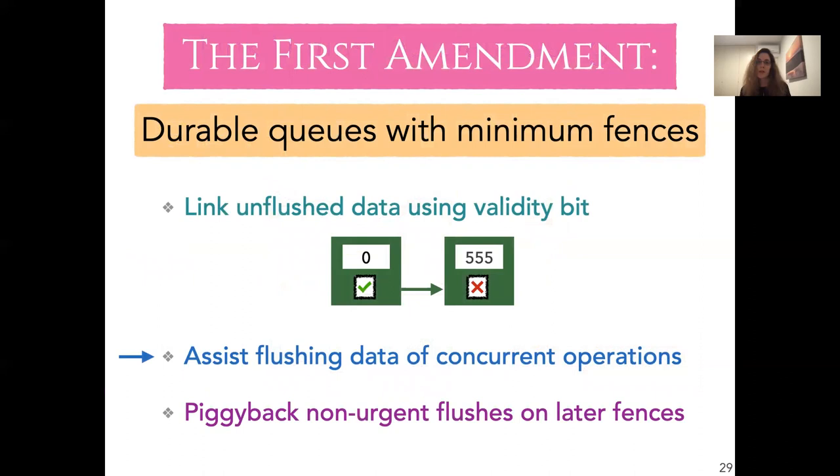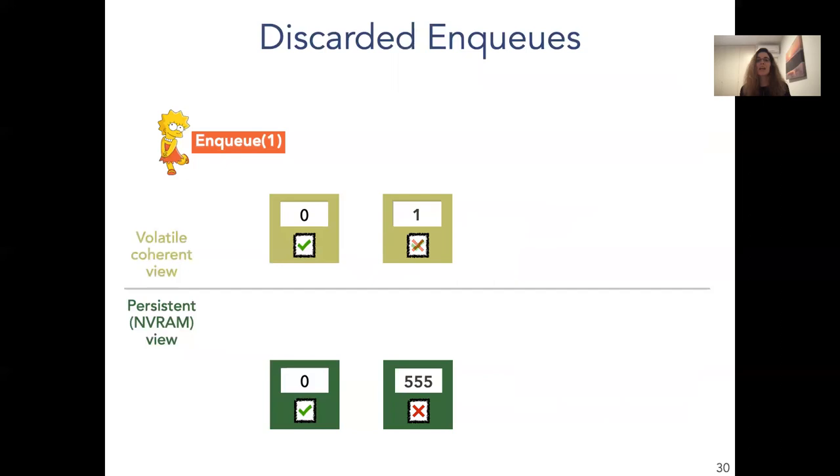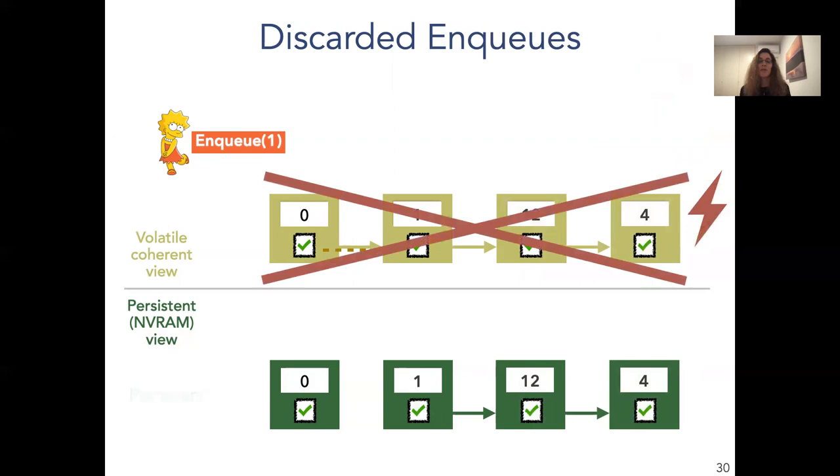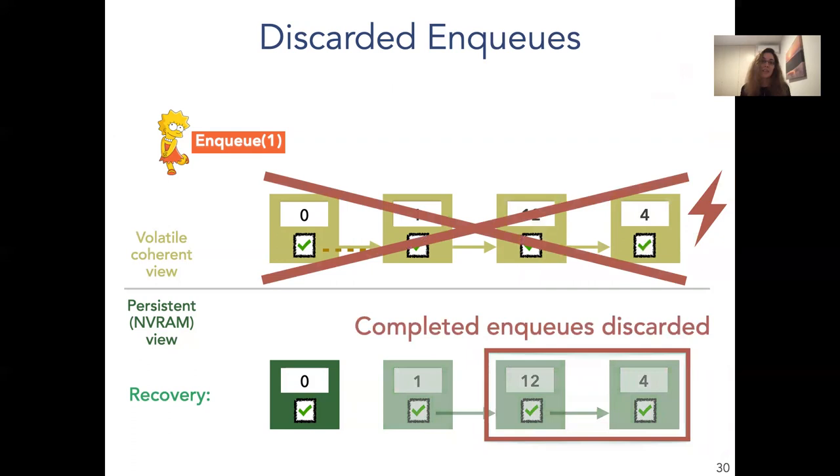operation. If I execute an enqueue concurrently with other enqueues, my node might get discarded. Let's see how that might happen. Lisa might perform an enqueue and complete it except for flushing the link to her node. In the meantime, other Simpsons may enqueue more nodes. If a crash occurs now, the nodes that Bart and Homer finished enqueuing will be discarded along with Lisa's node.